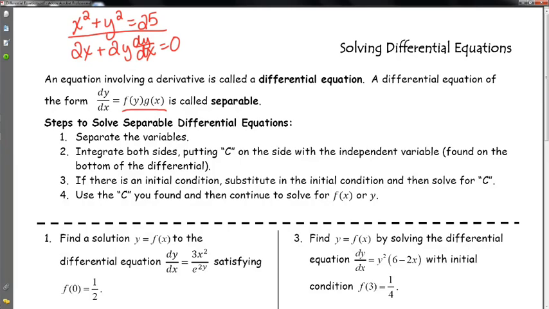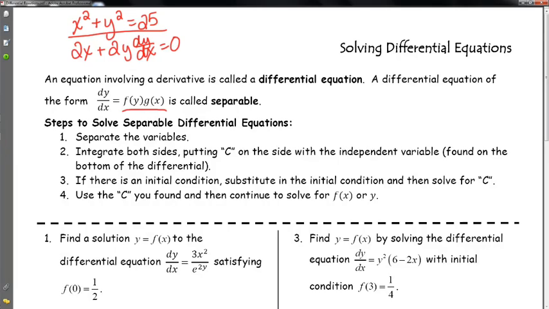Well, what happens if I want to take the antiderivative of these? How would I do that? That's what differential equations does. What it does is it undoes, I guess if you want to say it that way, implicit differentiation. And so I have several steps set up for you to help you solve differential equations.